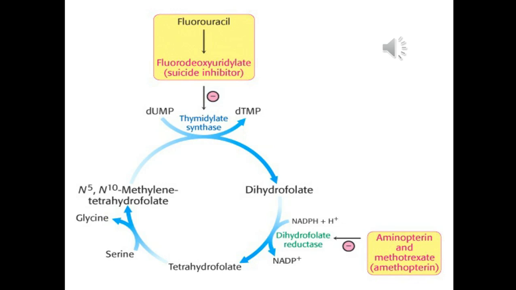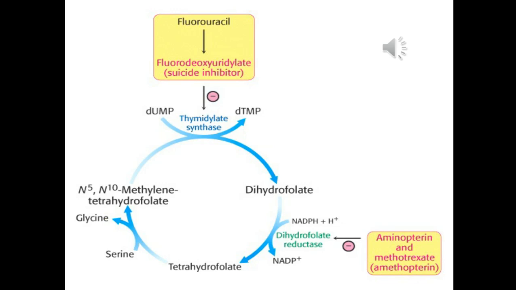group, as a coenzyme for the thymidylate synthase enzyme to convert deoxyuridine monophosphate to deoxythymidine monophosphate. Deoxythymidine monophosphate is phosphorylated twice and converted to deoxythymidine triphosphate, which is a building block of DNA. So when we inhibit the synthesis of tetrahydrofolate, it means we will decrease the supply of deoxythymidine monophosphate.